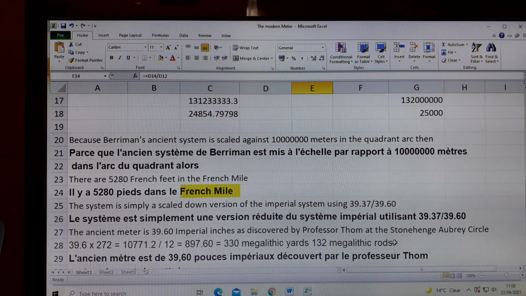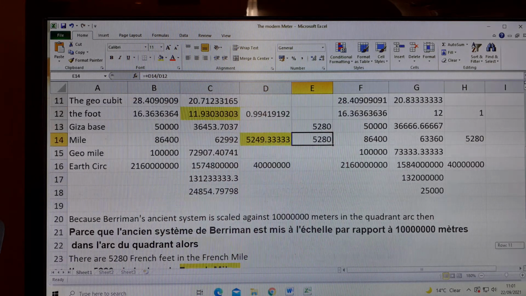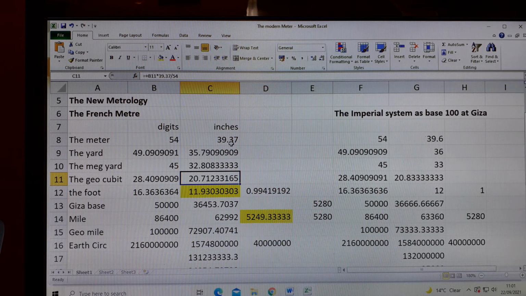There's no doubt about it. It's written and recorded in his books. And this is the metre that we're using as base 100. And when we do, we find that the French metre resolves itself into all these measures. So we've got a French foot, which is less than an English foot. We've got 54 digits in a metre. We've got these number of digits in a yard. And these are all the equivalent units to these here, scaled down by using that divided by that.